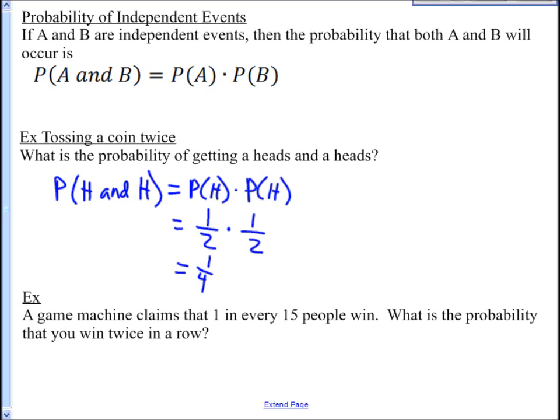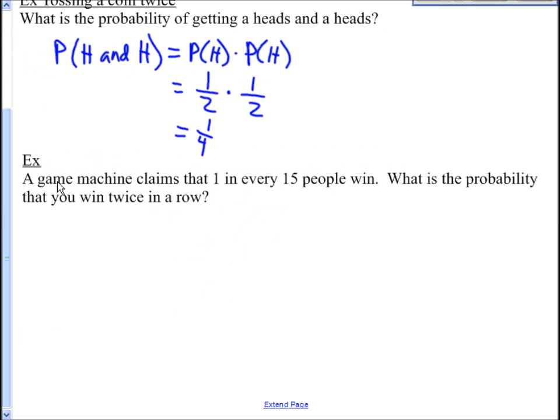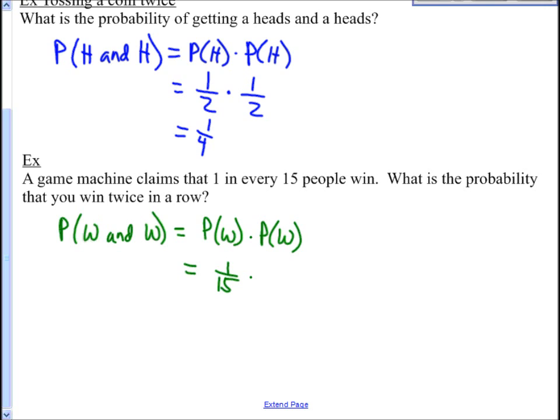A game machine claims that 1 in every 15 people win. What's the probability that you win twice in a row? That's the probability that you win and then you win again. These are independent events because 1 in 15 win every time on this game machine. So it's the probability that you win times the probability that you win. You've got a 1 in 15 chance times 1 in 15. So 1 in, what is that, 225, I believe? 1 in 225 is 15 squared, okay?